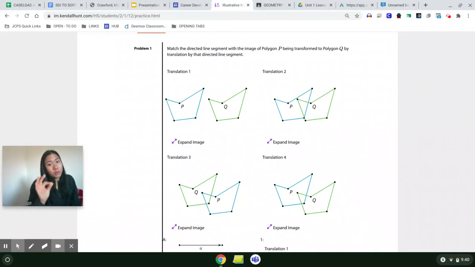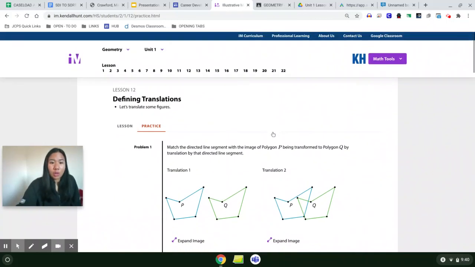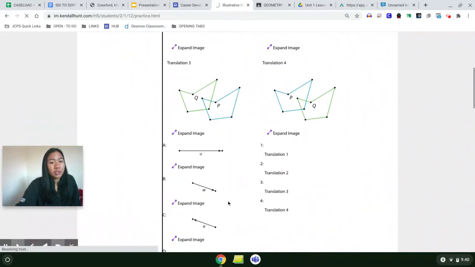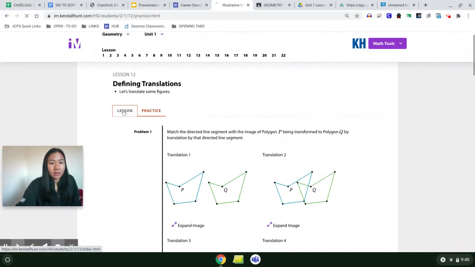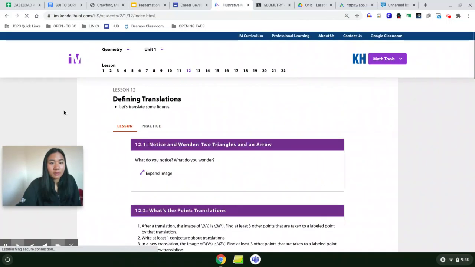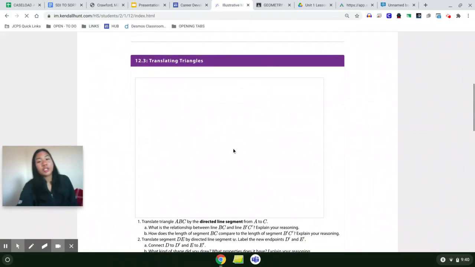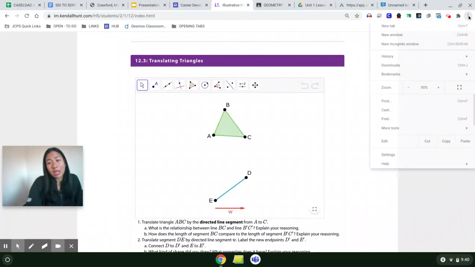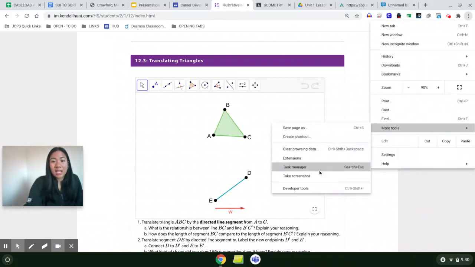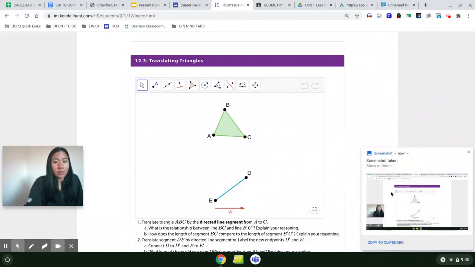Just make sure that before you complete the Edpuzzle, what you need to do if you're watching this video is go back to your lesson. You need to take a screenshot of the triangle that you translated and then upload that to this assignment. If you do not know how to take a screenshot, you go to the 3 dots under your Chromebook tab or under the X, go to More Tools, then select Take Screenshot. It will automatically go onto your files and then you're able to upload it.